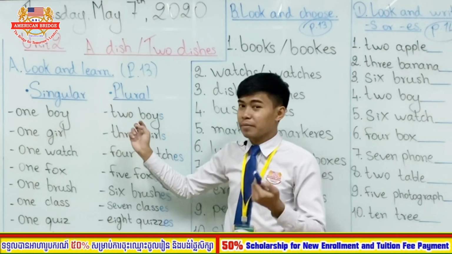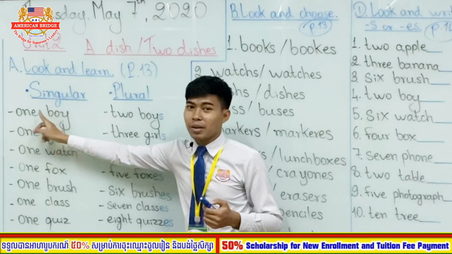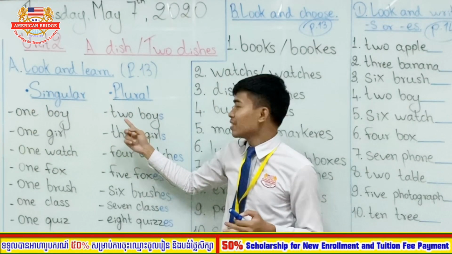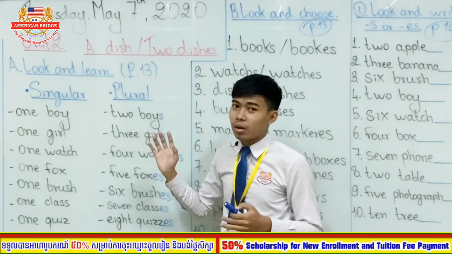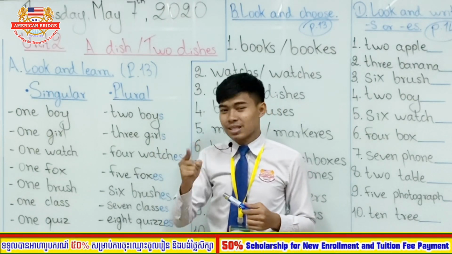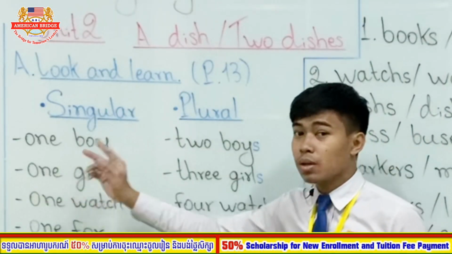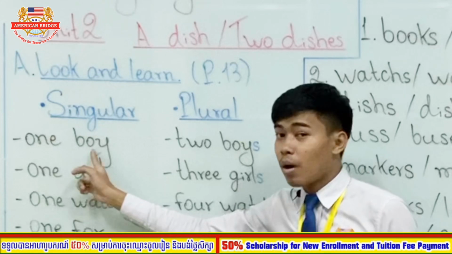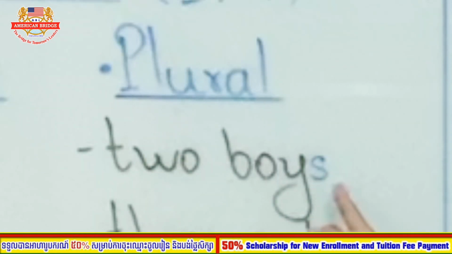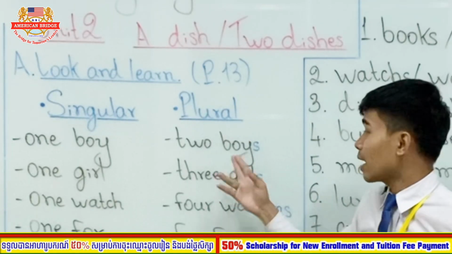Plural, more than one. For example, singular, one boy. And plural, more than one, is two, right? Two boys. But in plural, what you need to do is you have to add s. Okay, add s to the noun. For example, in singular, one boy, right? But in plural, two boys, you have to add s. Why? Because in plural, when it is more than one, we have to add s.